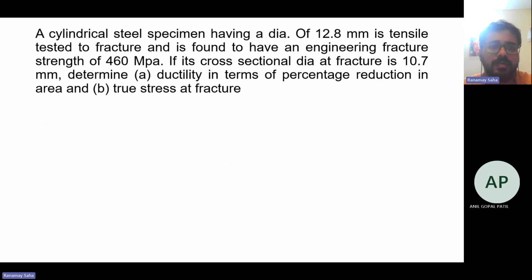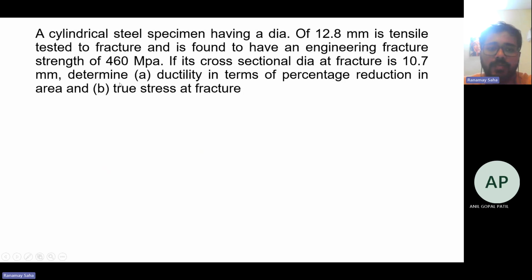So here you have to find out the ductility percentage. Ductility is always found in terms of percentage reduction, so be mindful of that, and then you have to find the true stress at fracture. Now you have to know what true stress and engineering stress are. Engineering stress is determined based on the original area of a particular part, and true stress is found based on the real-time deformed area.